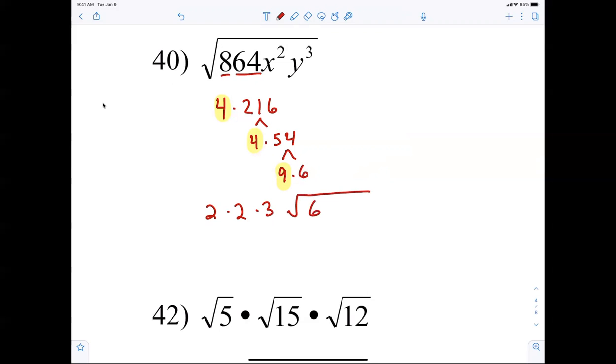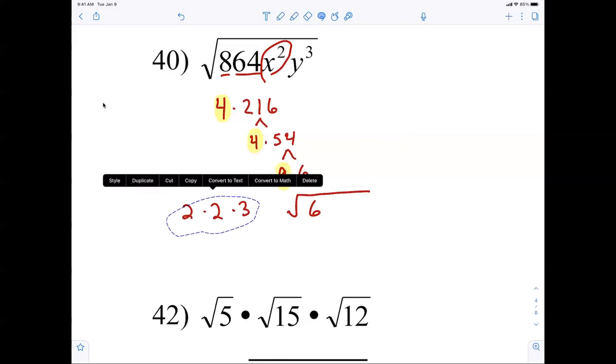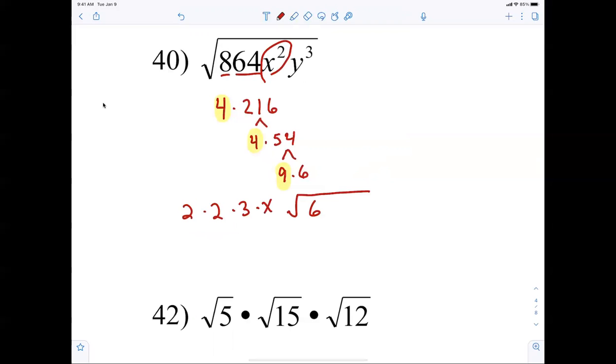Now, is x squared a perfect square? Yes, so that can come out as x. And then y cubed would break down to y squared times y. So then that comes out as 12xy radical 6y. And there you have it. Beautiful. 2 times 2 times 3. 12xy radical 6y. Is it okay if we use our calculator for some of the roots? I don't care. You always have your calculator.